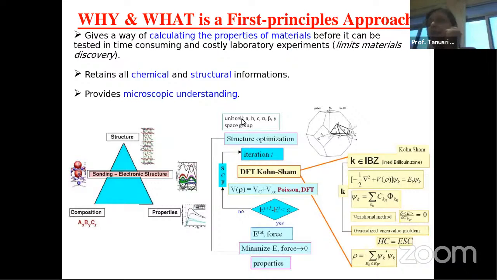And I have put a flow chart in this very briefly to tell about what is a first principles calculation. So one basically starts with the structural information, which can be either obtained from experiment or by doing even a structural optimization.